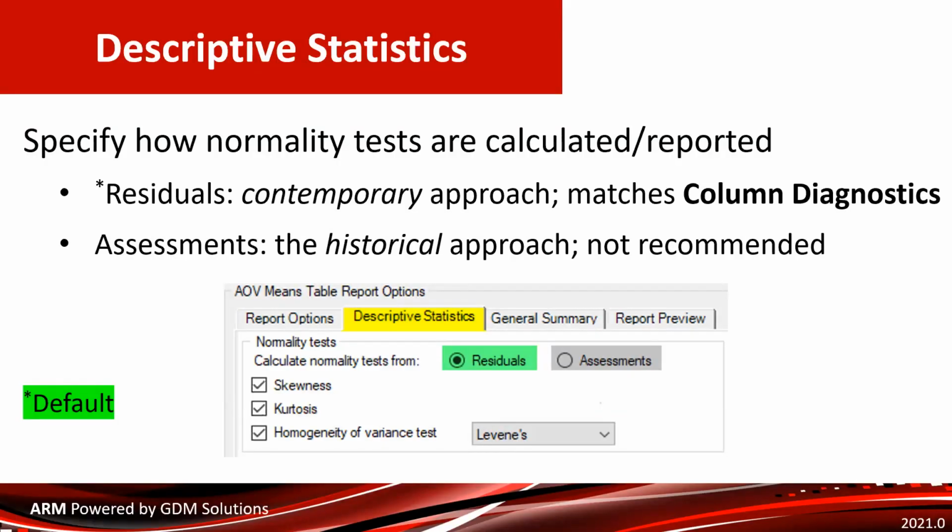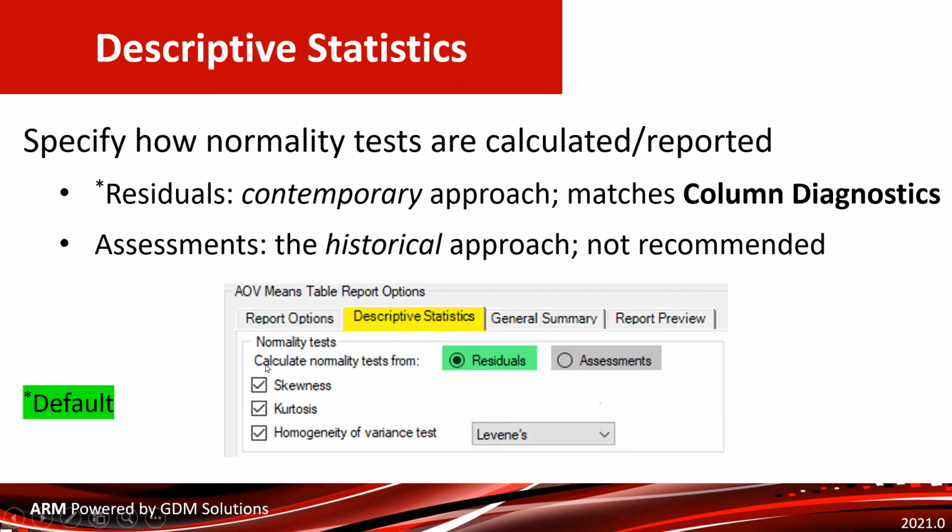This was what prompted us to move it to a different spot: we added an option related to the normality tests. The short of this is that the column diagnostics panel, which we've had for a few years now, brought a new, more modern statistical approach to testing for the AOV assumptions. And so we wanted to bring those same calculations onto the report, of course, so the report matches the decisions made on the diagnostics panel.